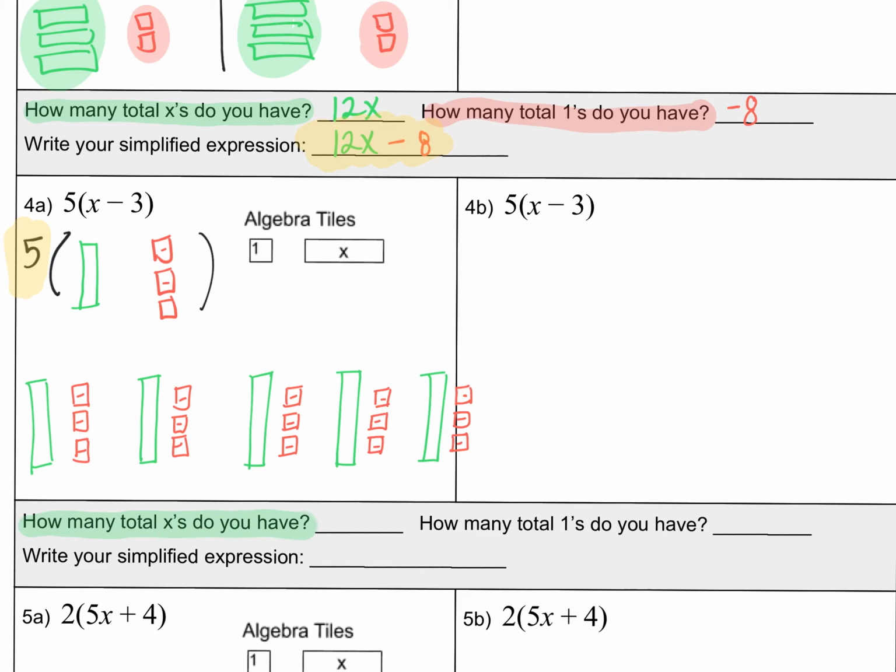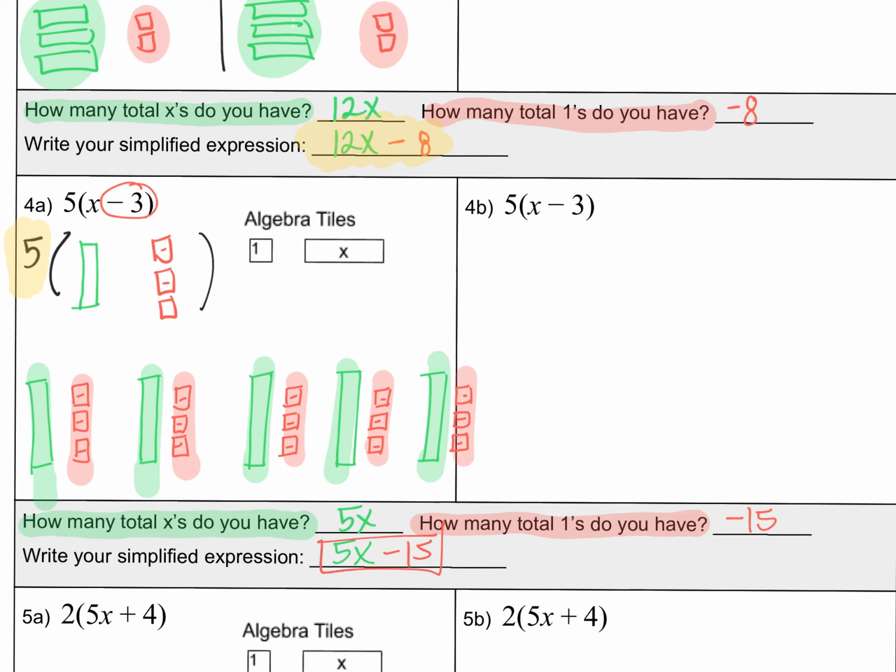How many total x's do you have? 1, 2, 3, 4, 5. I have 5 x's. How many total ones do you have? 3, 6, 9, 12, 15. So I have 15, but again, remember these were negatives. So I don't have 15, I have negative 15. This means my simplified expression is 5x minus 15.